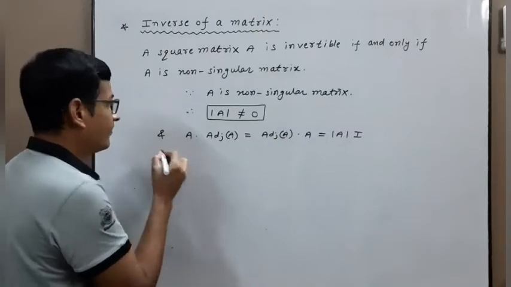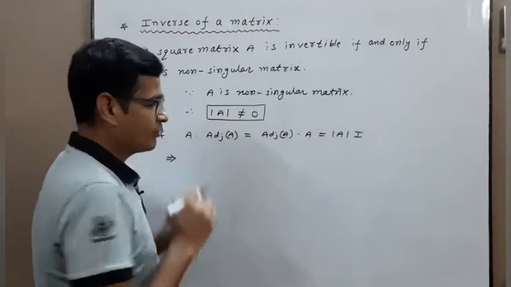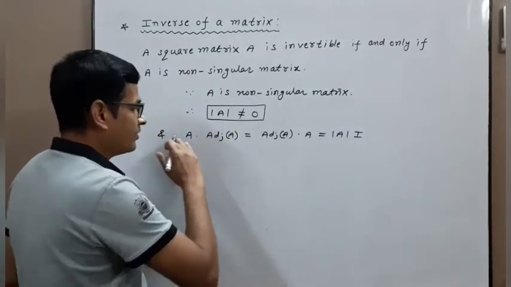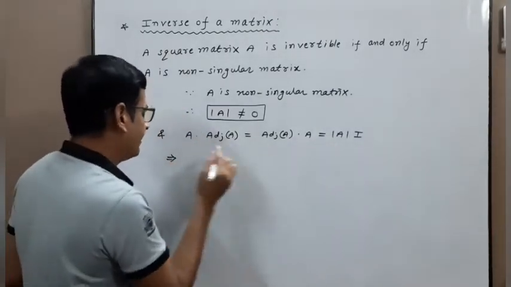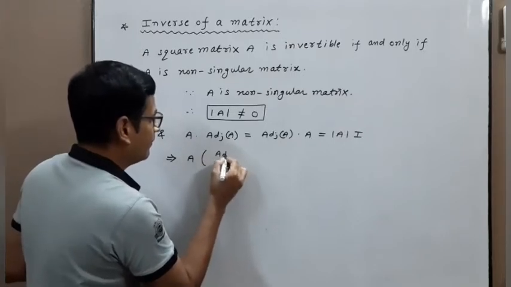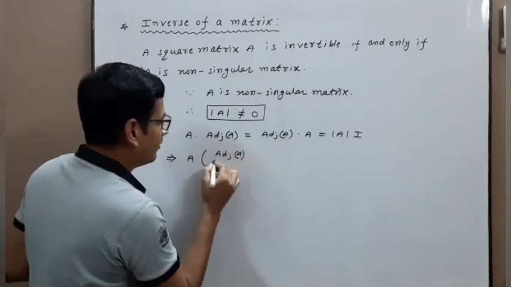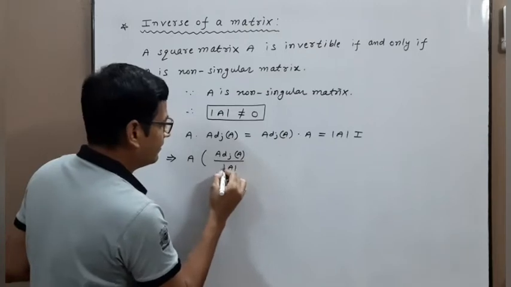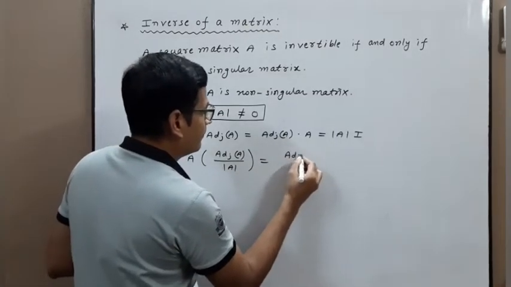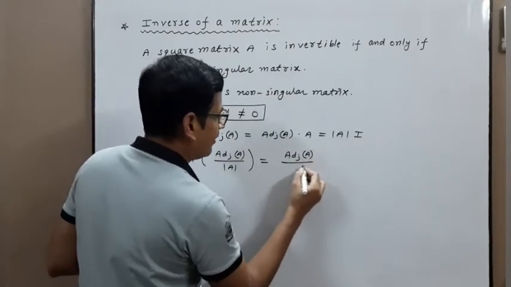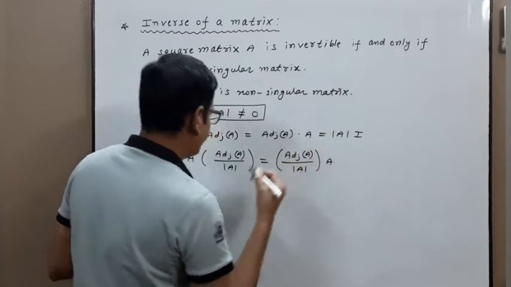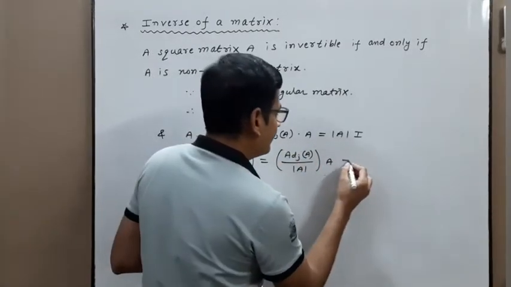Next step, clearly determinant A not equal to 0 means we can divide throughout by determinant A. So divide throughout by determinant A. So we get A into adjoint A upon determinant A is equal to adjoint A upon determinant A into matrix A is equal to I.